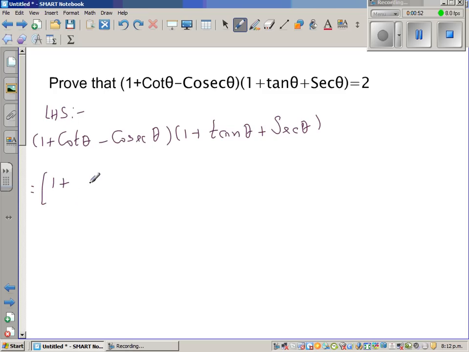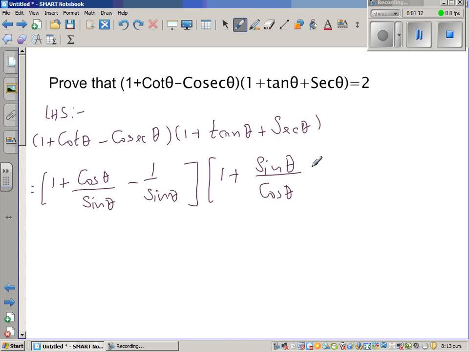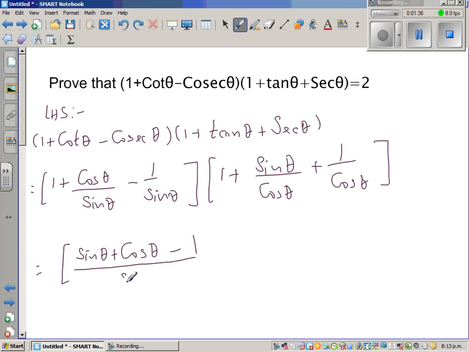So cot theta can be written as cos theta over sine theta. Cosec is the reciprocal of sine, so it is 1 over sine theta, times 1 plus tan theta, which is sine theta over cos theta, plus sec, the reciprocal of cos theta. This 1 can be written as sine theta over sine theta, or cross multiplying, whichever way you understand. So the next step would be (sine theta plus cos theta minus 1) over sine theta, times, again this 1 can be written as cos theta over cos theta, so the next step will be (cos theta plus sine theta plus 1) over cos theta.